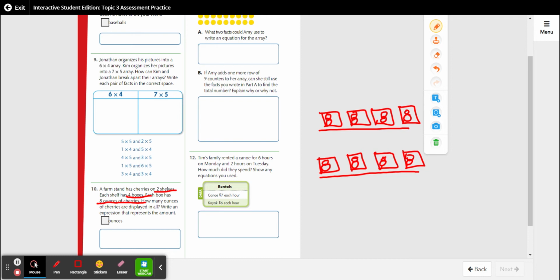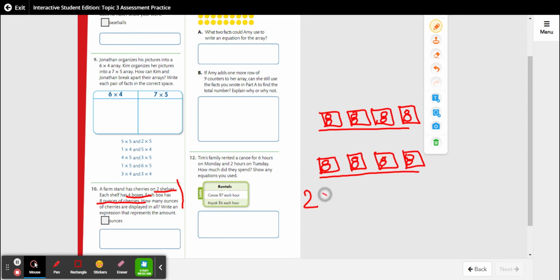So let's start first by writing the expression. The expression is that number sentence that shows the numbers and the operations that we're going to use. So let's do that in order. Okay, so looking at the problem, how many shelves do we have? 2.